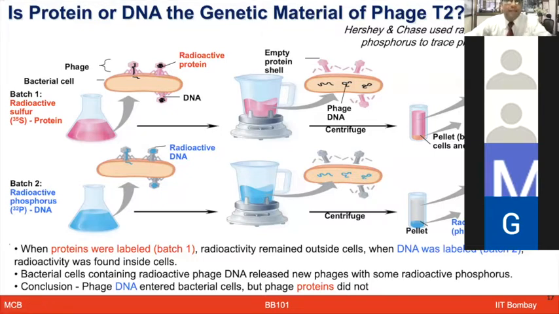To do that, they used radioactive tracers, where they labeled the protein component with sulfur, as in methionine, and the DNA was labeled with phosphorus.